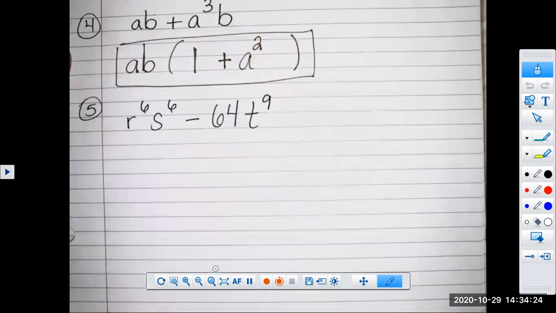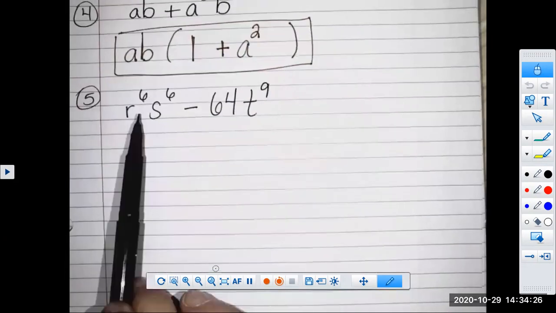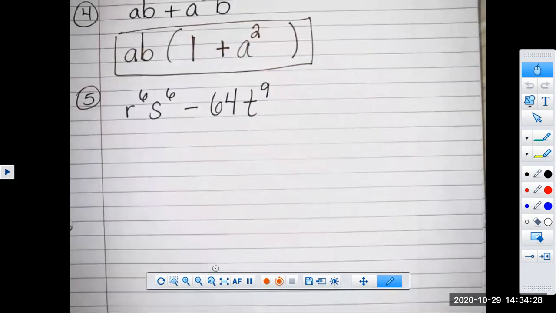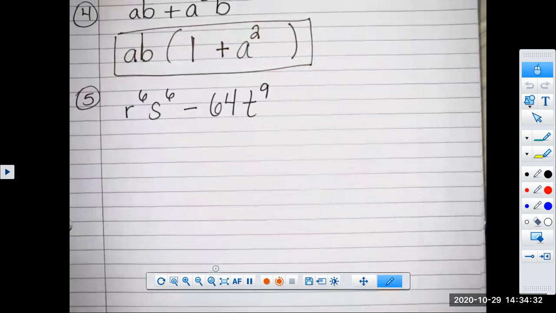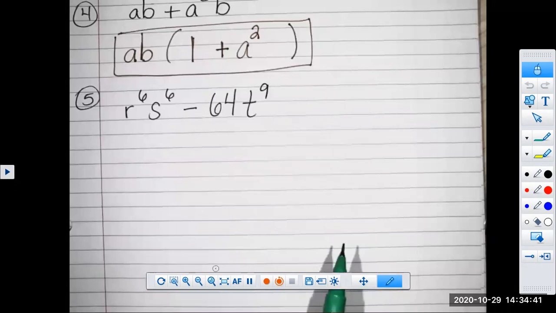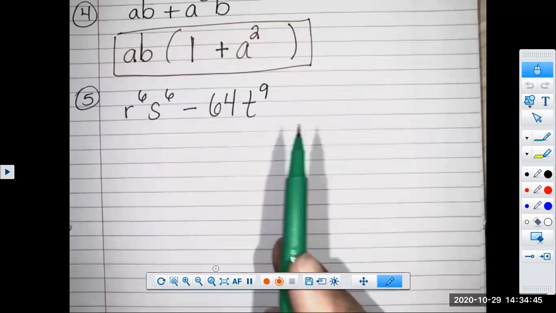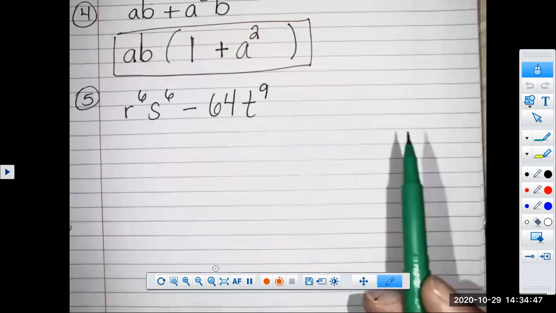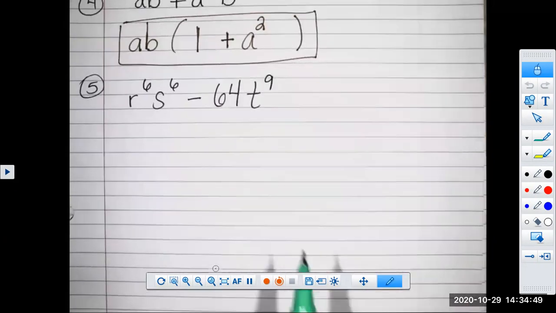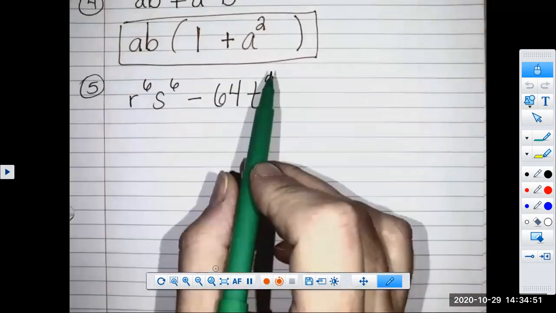Okay, in number 5, does either term have anything you can factor out first? They don't, do they? No. Zen, are you good? Well, that's nice on so close. They don't have anything you factor out.